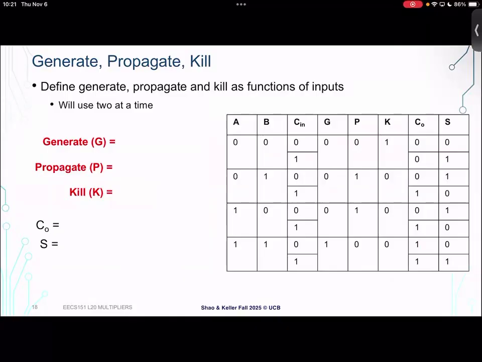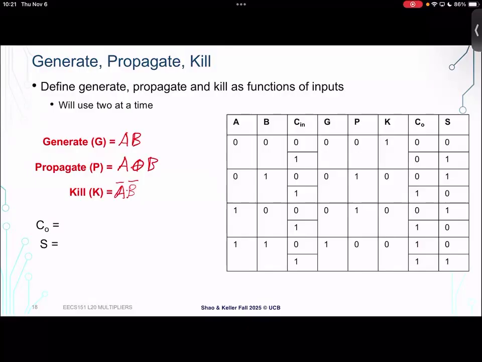Let's go ahead and write down first the logic functions for generate, propagate, and kill based on this truth table. Generate is true only if A and B are true, so generate G equals A AND B. Propagate is true if A or B, but not both, are true, which is A XOR B. And then kill is only true if A is not true and B is not true.